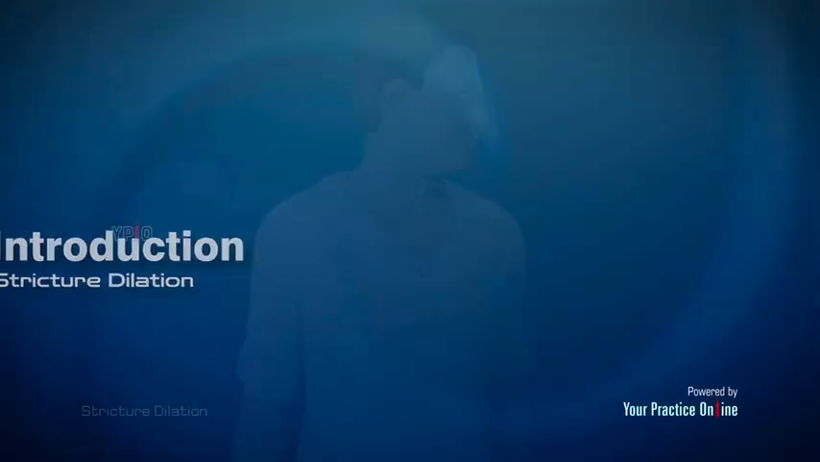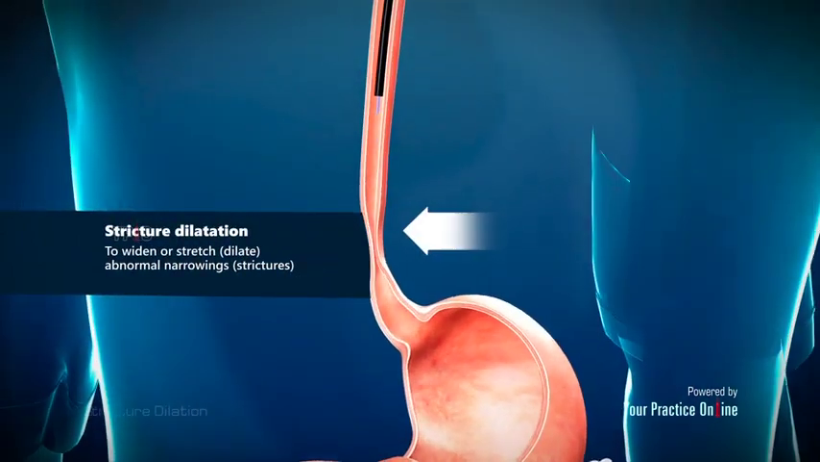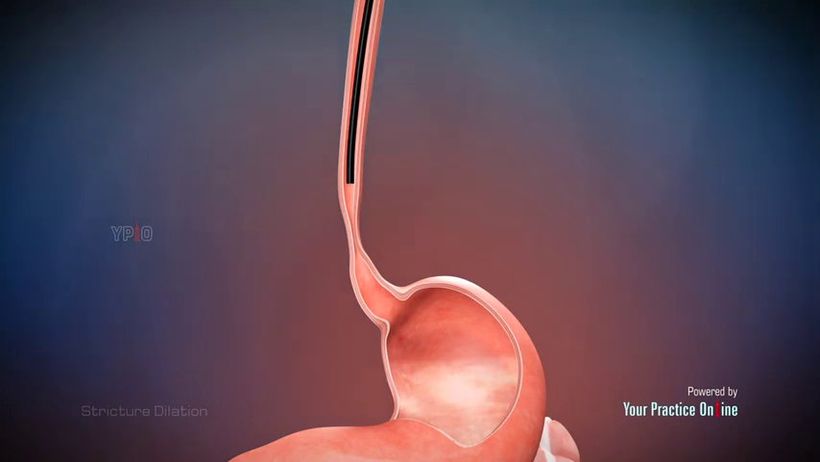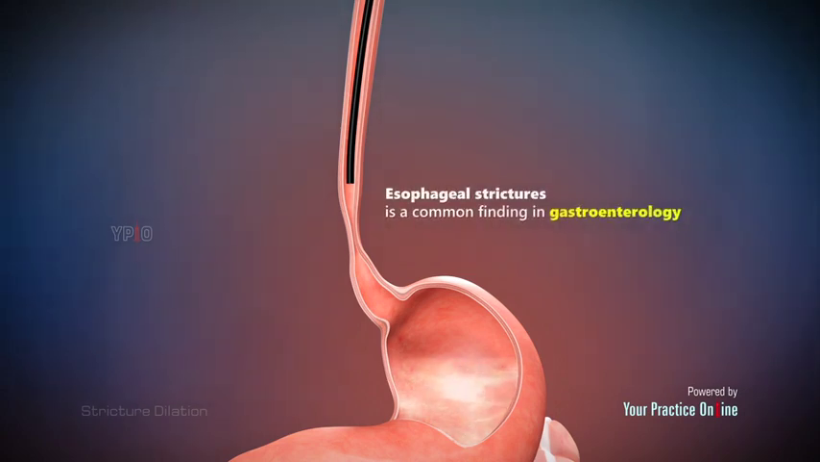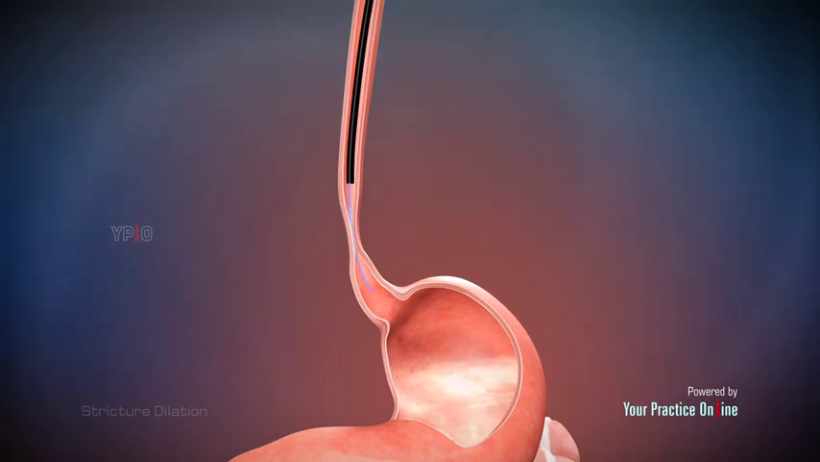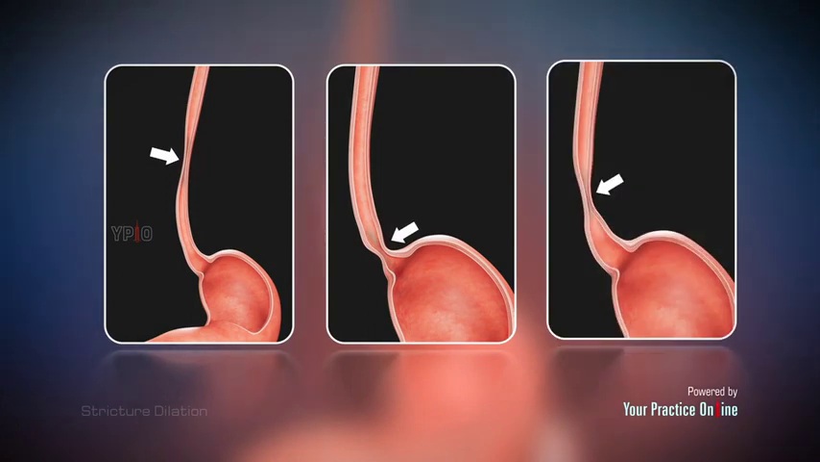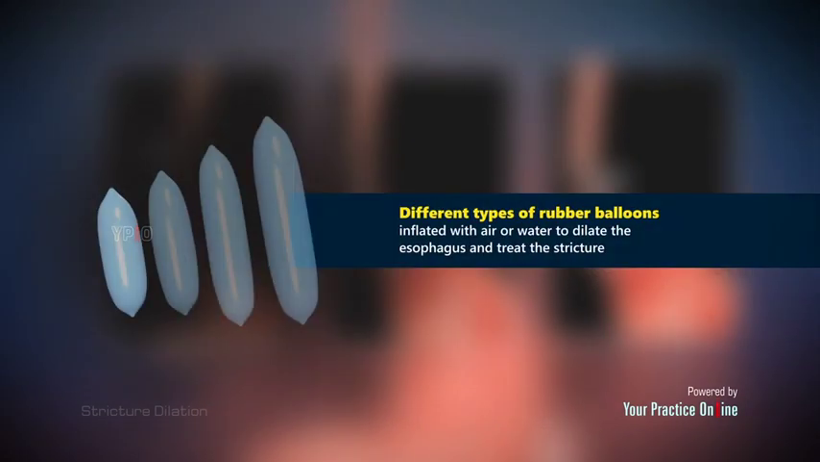Introduction. Stricture dilation, sometimes called dilatation, is a procedure to widen or stretch, dilate, abnormal narrowings, strictures, in the esophagus or other organs. Stricture dilation is utilized for a variety of conditions, but most commonly for esophageal strictures. An esophageal stricture is a common finding in gastroenterology, and endoscopic esophageal dilation is the most commonly used procedure for treatment. Depending on the location and size of the stricture, your physician may use different types of rubber balloons, inflated with air or water, to dilate the esophagus and treat the stricture.